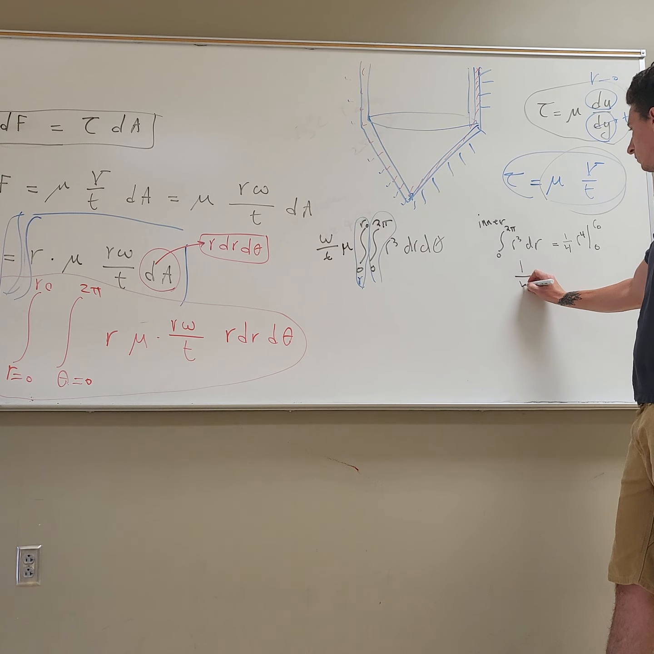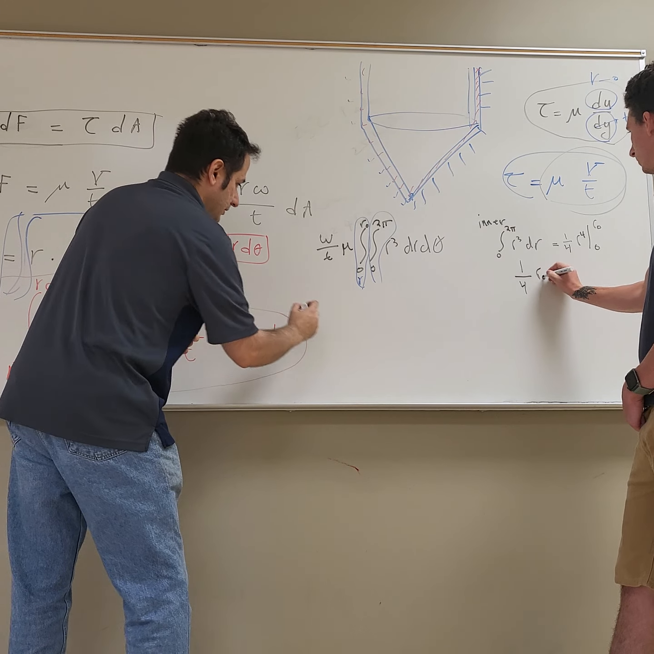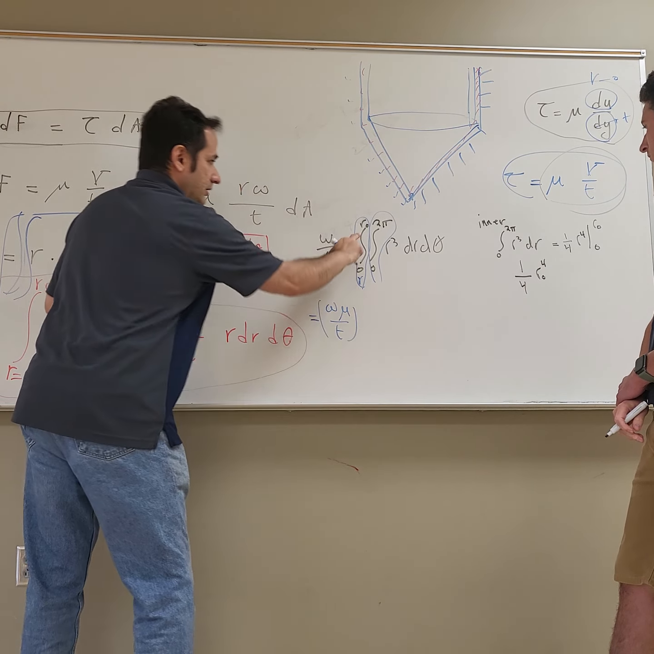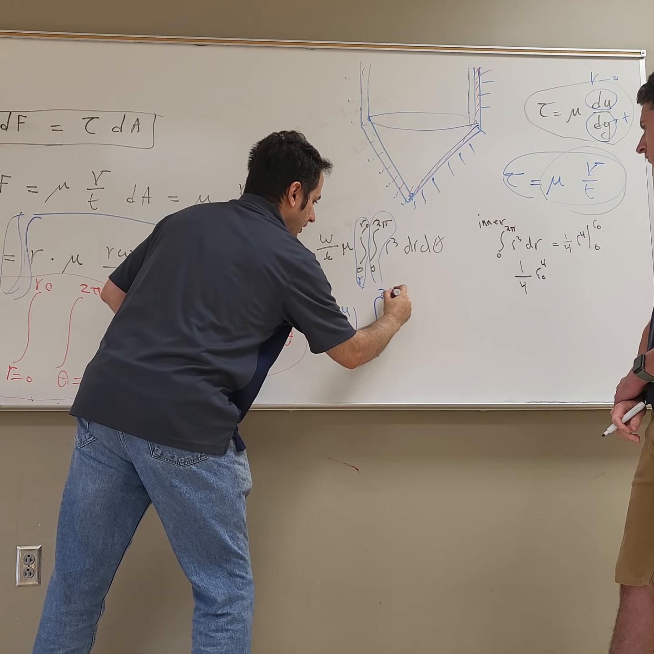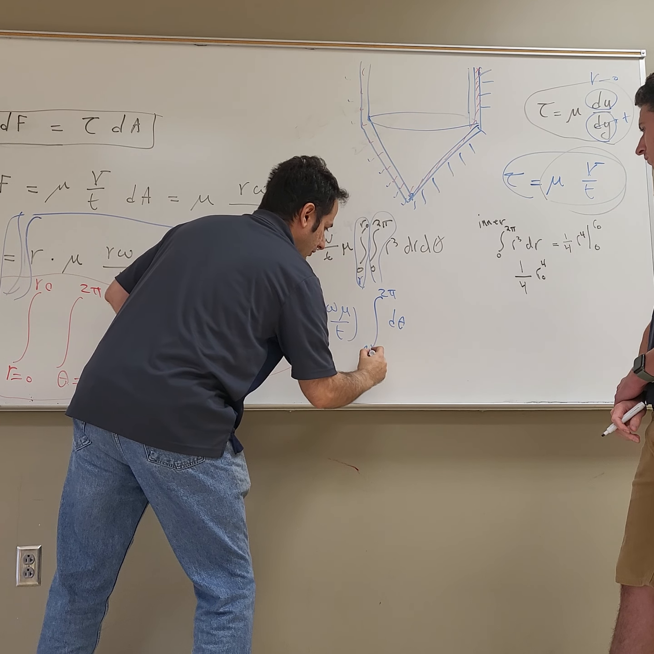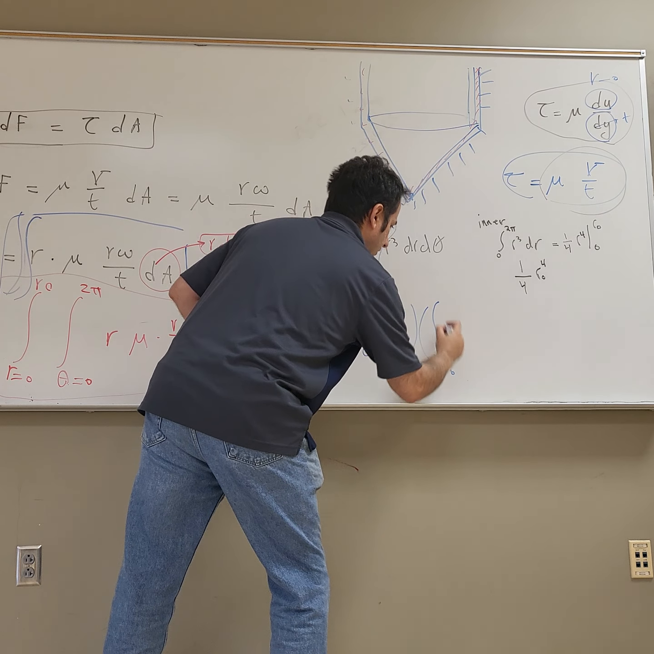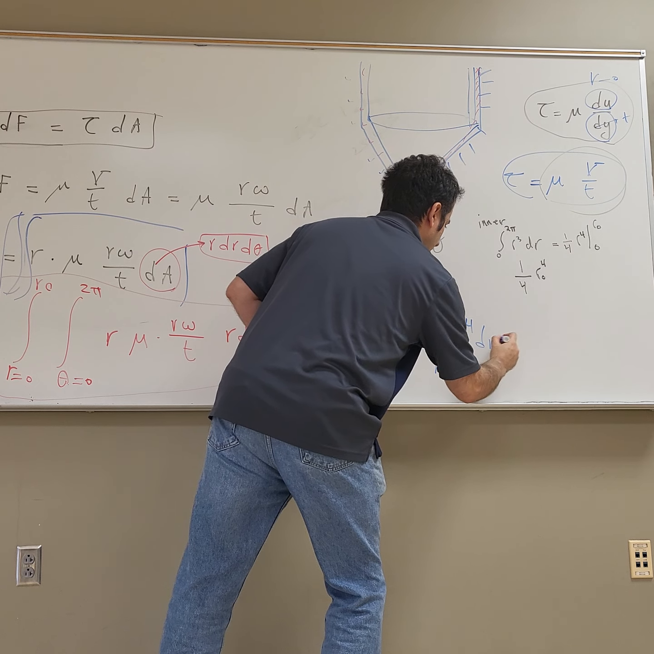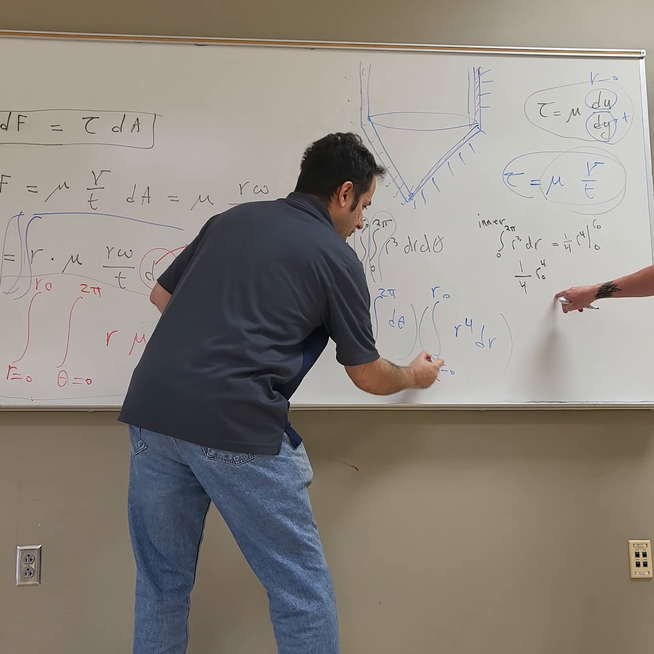So let me write it for you. Here you did this right: omega mu over t. Do this for R, first write theta from 0 to 2 pi d theta. This is the integral over theta times the integral over R from 0 to R0, R cubed dR. Now go ahead and finish it. You already did that. You just did R.